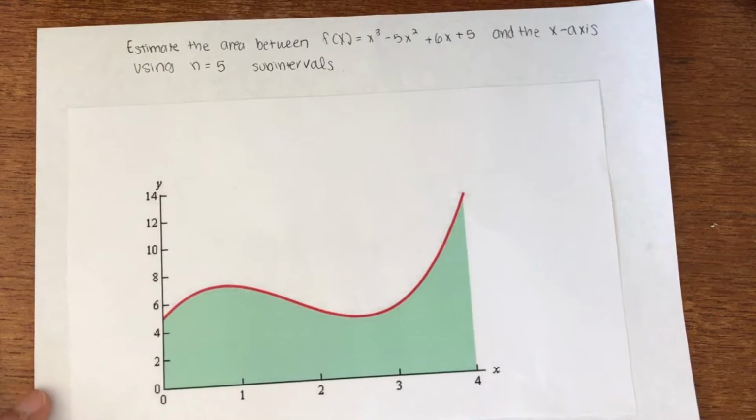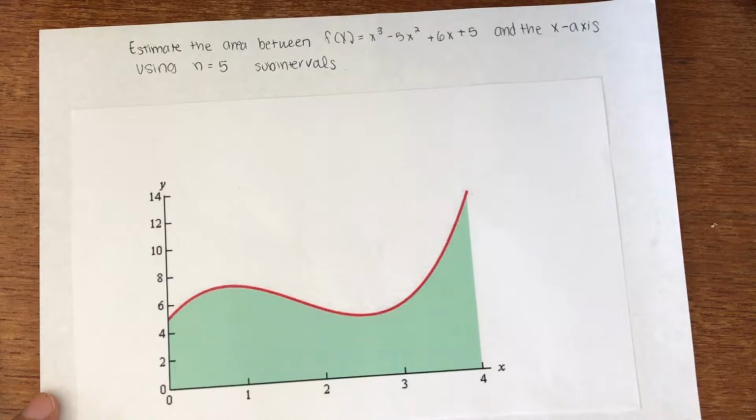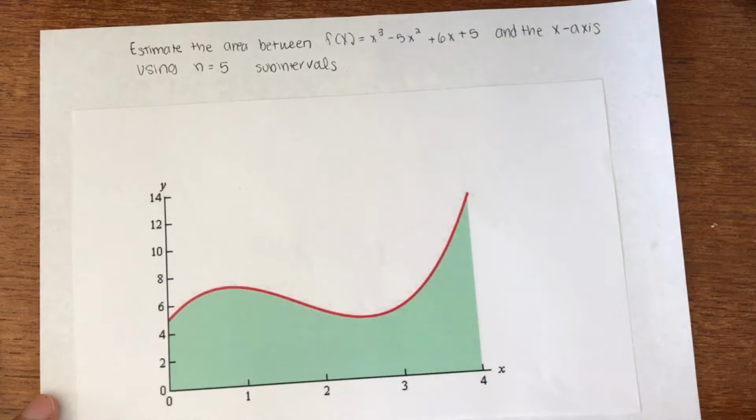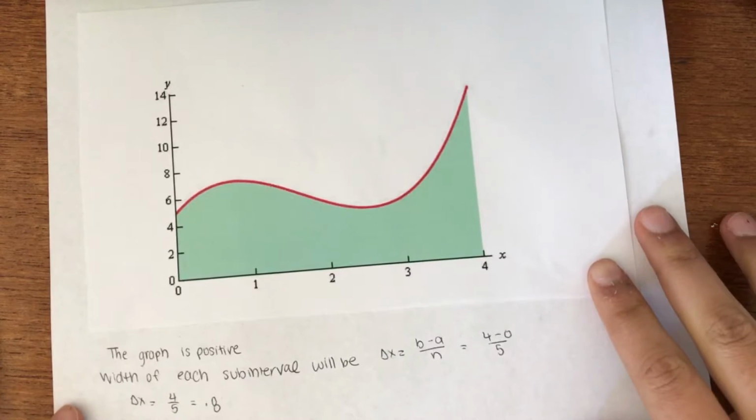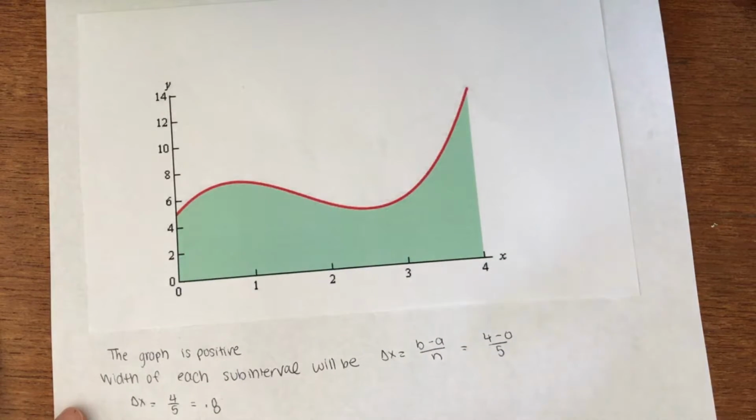Now we can do a practice problem. The problem is: estimate the area between f of x equals x cubed minus 5x squared plus 6x plus 5 and the x-axis using n equals 5 subintervals. Things to note are that the graph is positive and the width of each subinterval will be b minus a divided by the number of rectangles, which is 4 minus 0 over 5, which is 4/5 or 0.8.